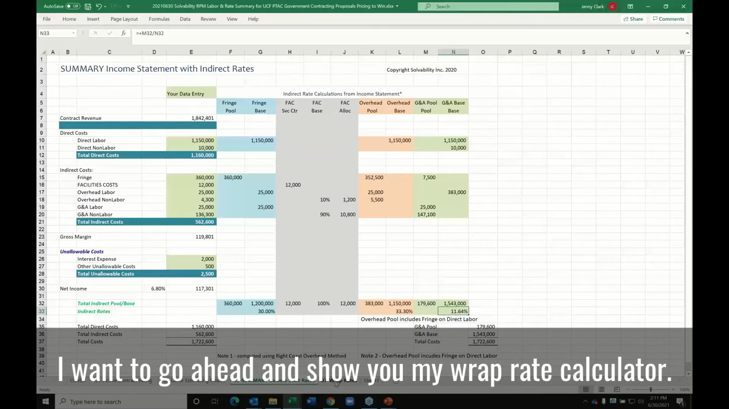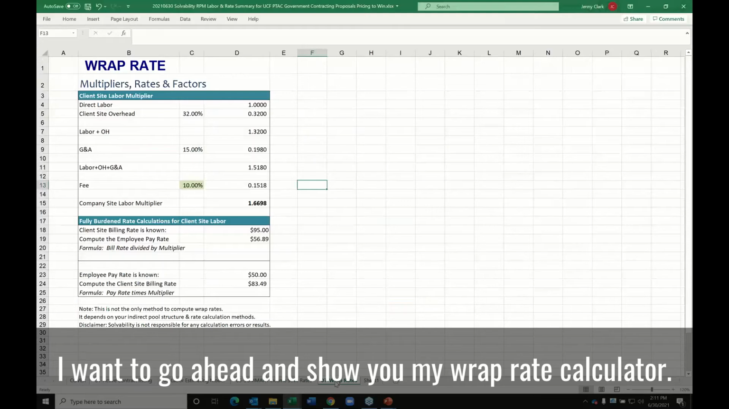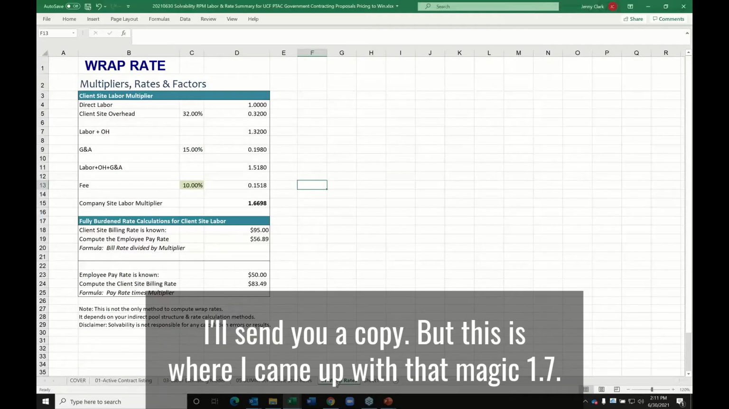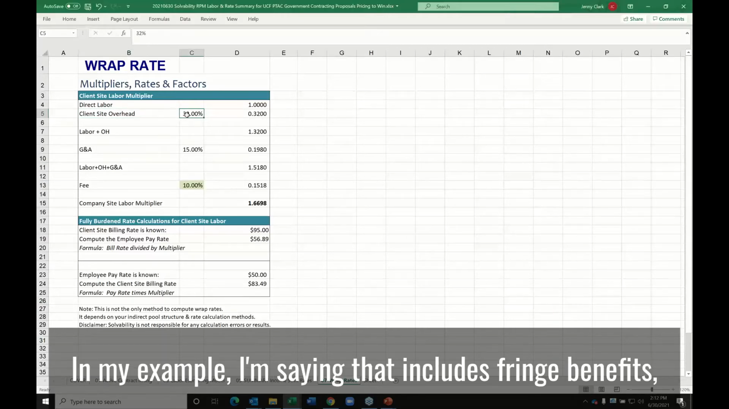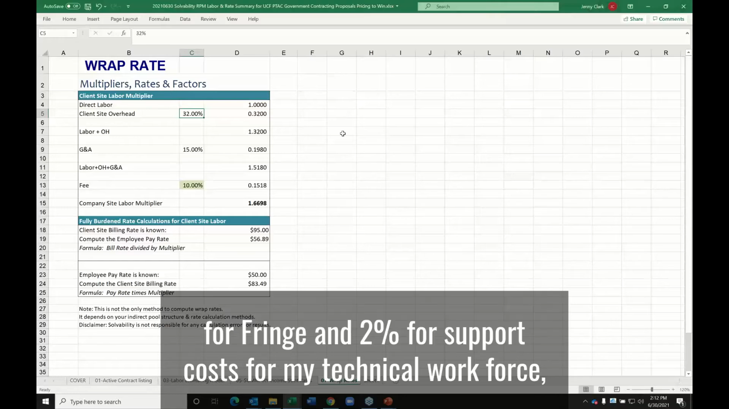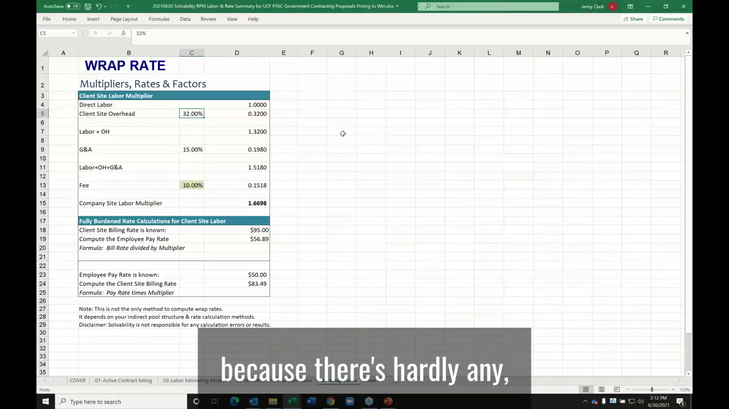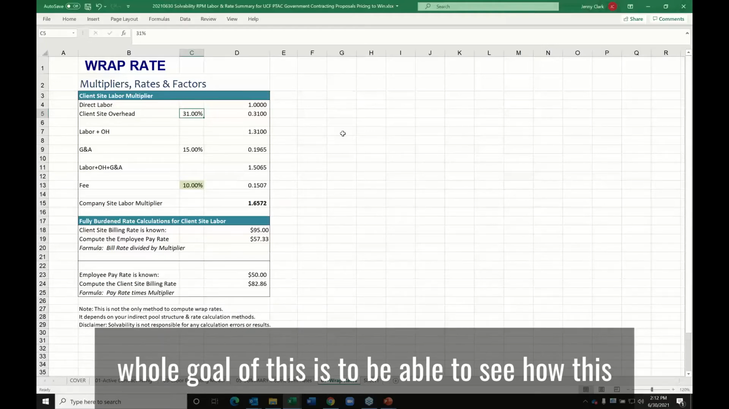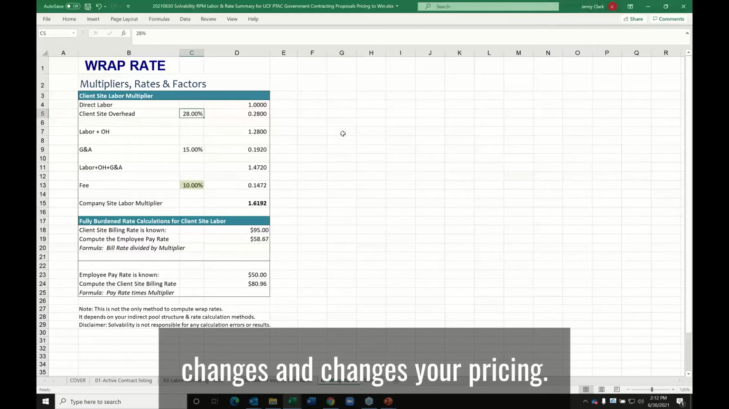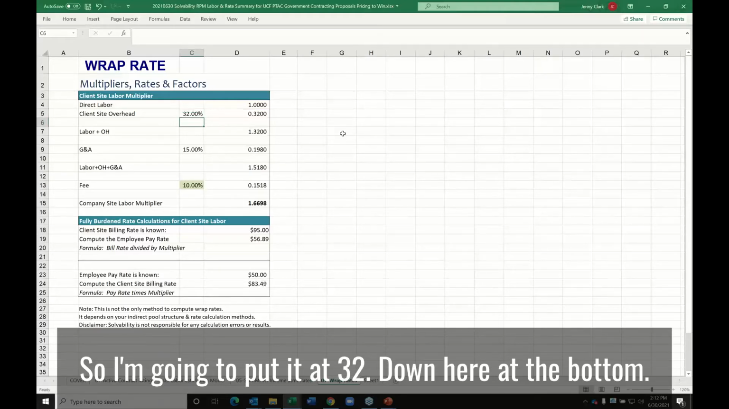While I'm in here, I want to go ahead and show you my wrap rate calculator. If you want to email me after this thing, I'll send you a copy. But this is where I came up with that magic 1.7. Here's this calculation that says client side overhead. In my example, I'm saying that includes fringe benefits. So I'm saying maybe it's 30% for fringe and 2% for support costs for my technical workforce, because there's hardly any if they're working at a government site. Maybe this is 31%. The whole goal of this is to be able to see how this changes your pricing. So I'm going to put it at 32.